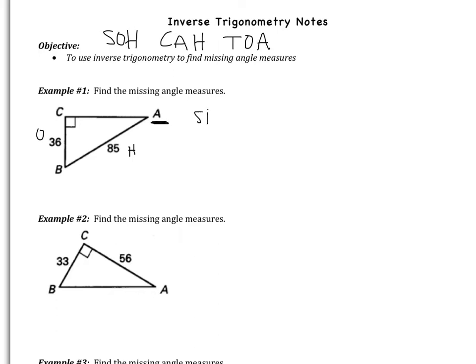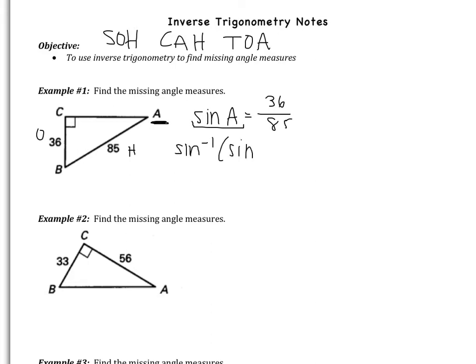So I'm going to take sine. Remember that we take sine of an angle. So I'm going to take sine of angle A is equal to opposite, which is 36, over hypotenuse, which is 85. Now, a lot of students like to divide by sine. Well, we need to remember that this is a unit. It's like the sine and the A are married. You can't just break them up. So what we need to do is use an operation that will break them up, which is the inverse sine.